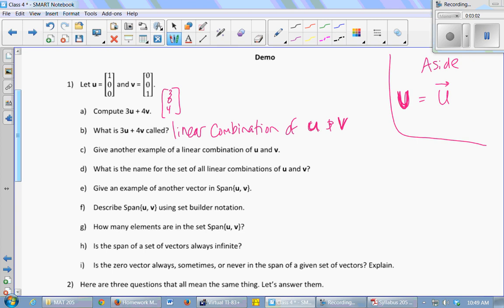All right. So 3, 0, 4 is a linear combination of 1, 0, 0 and 0, 0, 1. What would another linear combination be? 2u plus 5v, sure. And that would come out to 2, 0, 5.